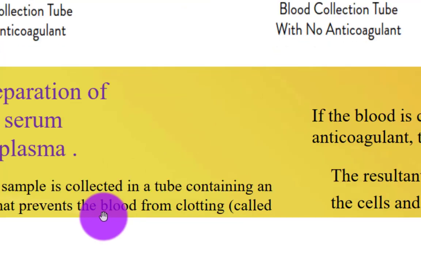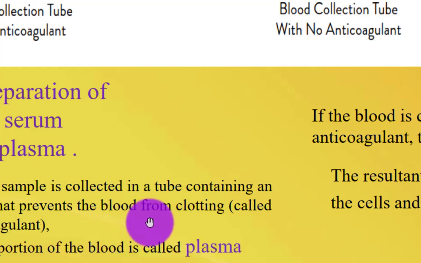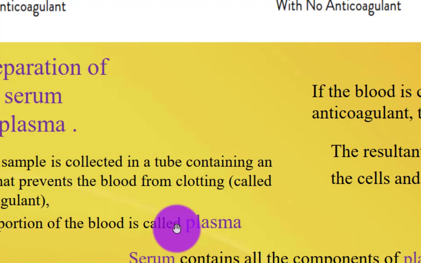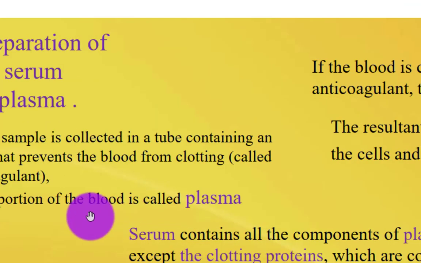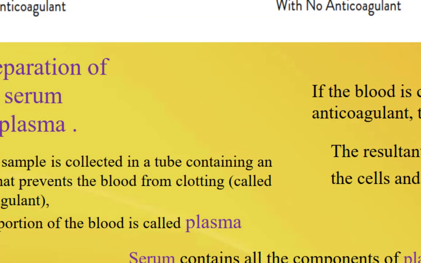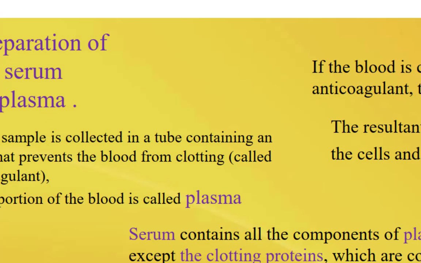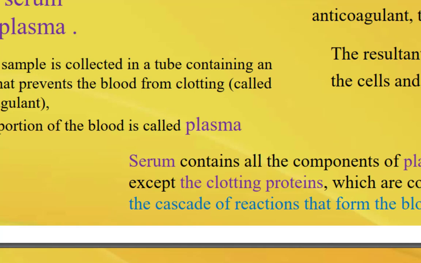If the blood sample is collected in a tube containing an additive that prevents the blood from clotting, called an anticoagulant, the fluid portion of the blood is called plasma. If the blood is collected in a tube with no anticoagulant, the blood will form a clot. The resulting liquid above the cells and clot is called serum.